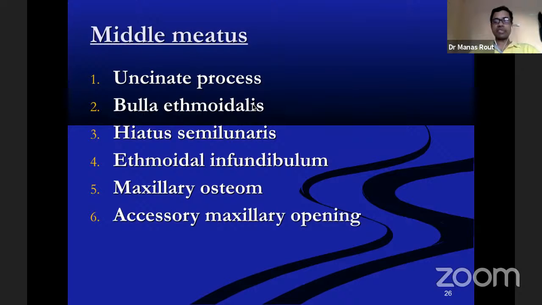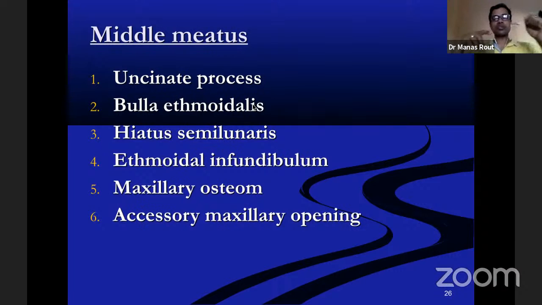But what is the difference? Hiatus semilunaris is a two-dimensional space. Ethmoidal infundibulum is a three-dimensional space. How can I explain? See, you are drawing a picture of this uncinate process and bulla ethmoidalis. In this picture, you are showing a space in between, which is called hiatus semilunaris, because it's a two-dimensional picture.